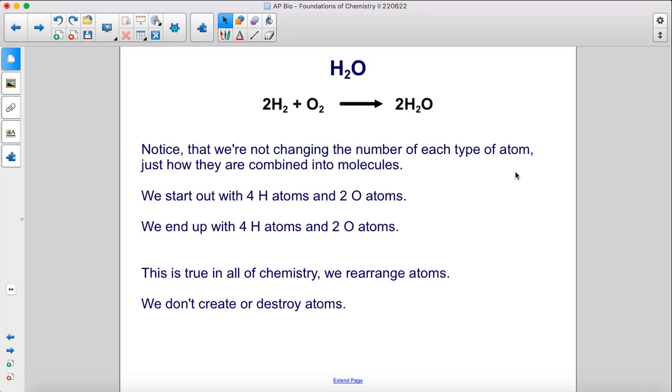We start out with 4 hydrogen atoms and 2 oxygen atoms. We end up with 4 hydrogen atoms and 2 oxygen atoms. This is true in all of chemistry. We rearrange atoms. We don't create or destroy atoms.